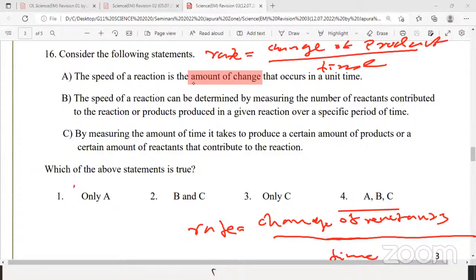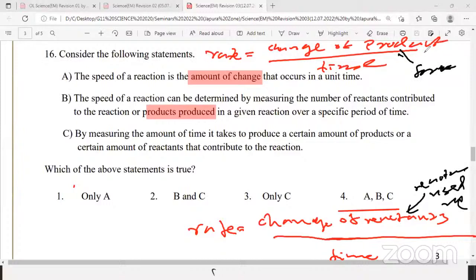Next, the speed of a reaction can be determined by measuring the reactants used up in the reaction or the products formed. Change of products means what? Product formed. Here, the reactants used up. The amount of reactants used up or the amount of products formed over time taken. If you find final minus initial, you get the change of the products, or initial minus final, you get the change of the reactants, over time taken.